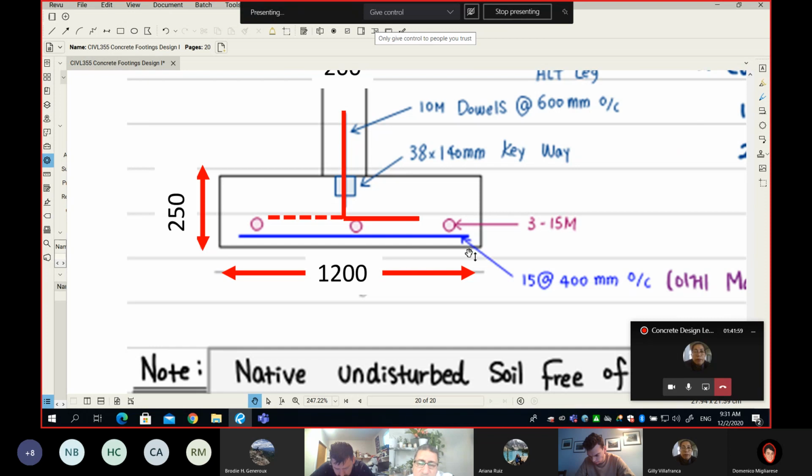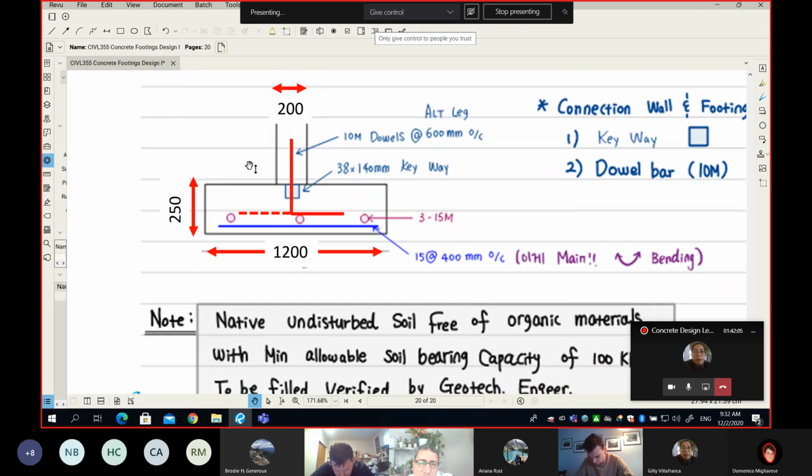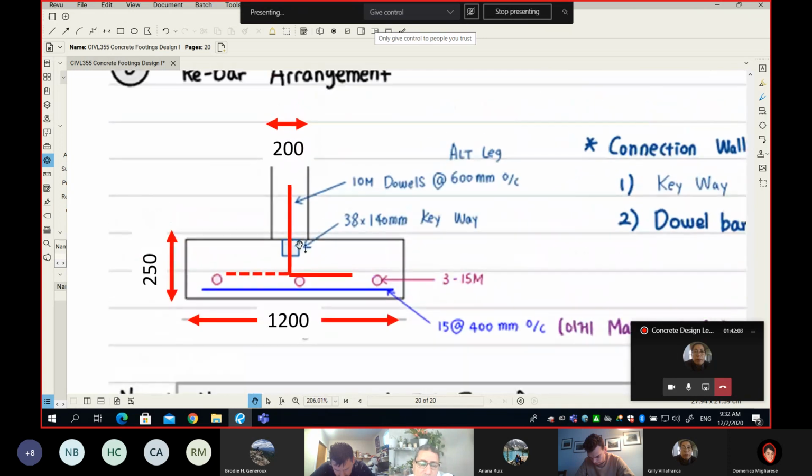My width of my strip is 1200 mil. The thickness of the footing is 250. The thickness of the wall is 200 mil.